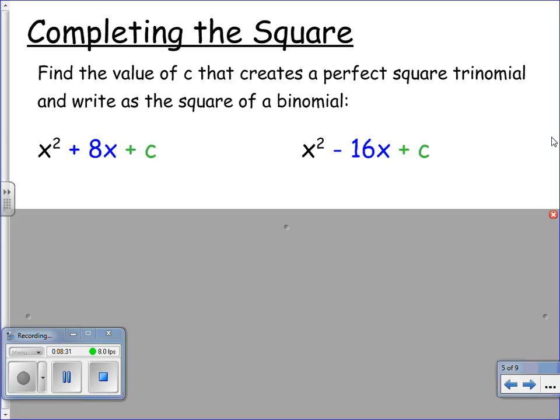So the book will say something like, find the value of C that creates a perfect square trinomial, or find the value of C that completes the square. And after you find the value of C, then write it as the square of a binomial. So you have to do 2 things on these problems. You have to figure out what C is, and then you have to write it as a group of parentheses squared. So we'll look at that very first example, the x squared plus 8x plus C.